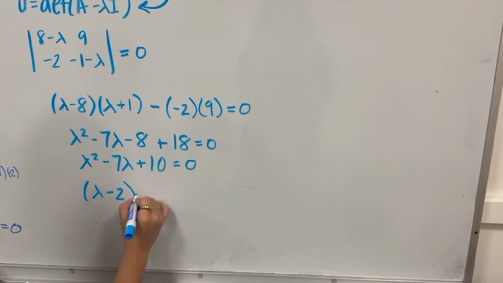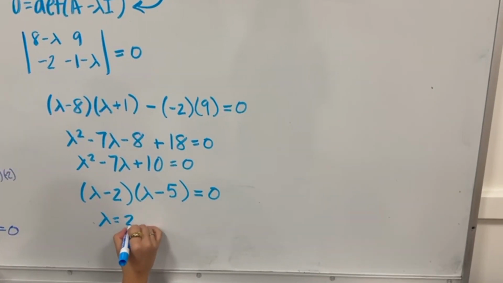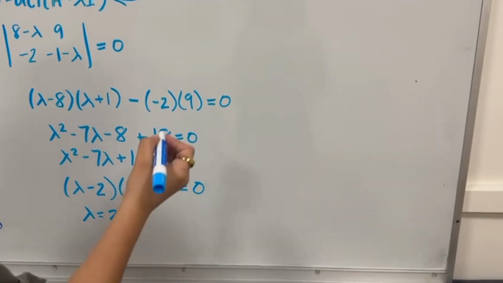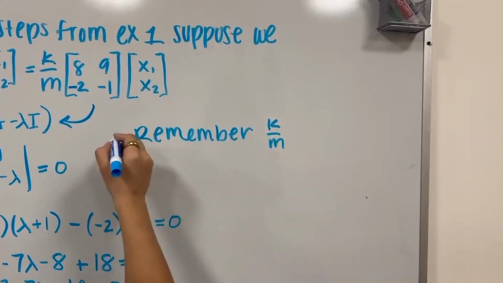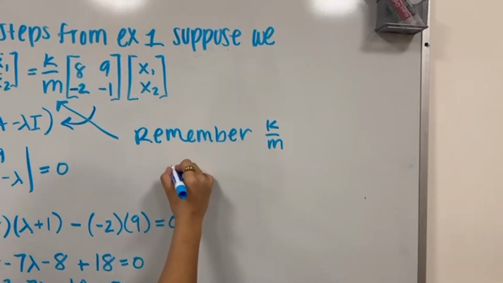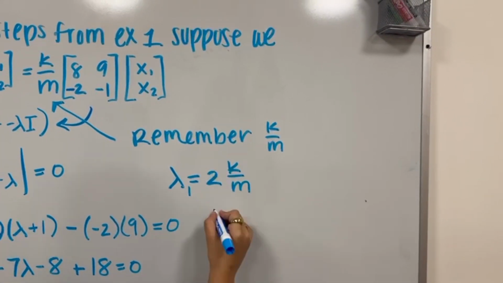In this case, we get lambda 1 as 5 and lambda 2 as 2, since lambda minus 2 equals 0 is 2 and lambda minus 5 equals 0 is 5. We have to remember to add in the k over m because our original matrix is actually multiplied by k over m, so it's really important to add that at the end.